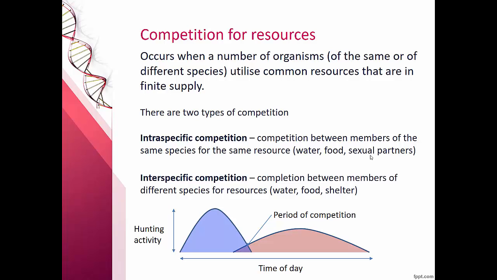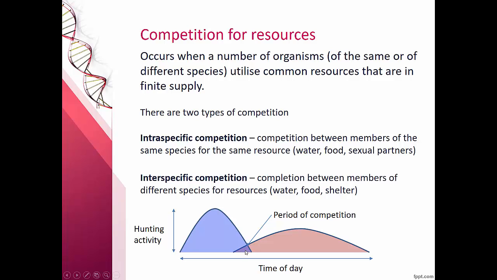Whereas if we have interspecific competition, where you have competition between members of different species, so you remove sexual partners from that, and you may include shelter, you have major issues. So if we look at this, let's look at blue as one species and red as another. In a period of time of day where they're both hunting, this is where you'll see the competition occur.